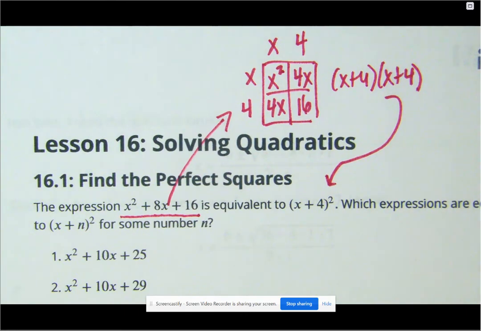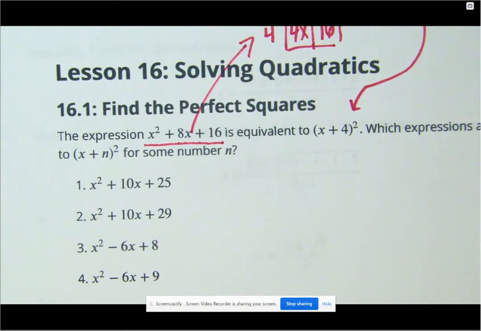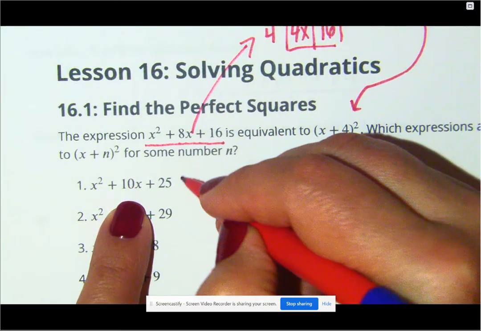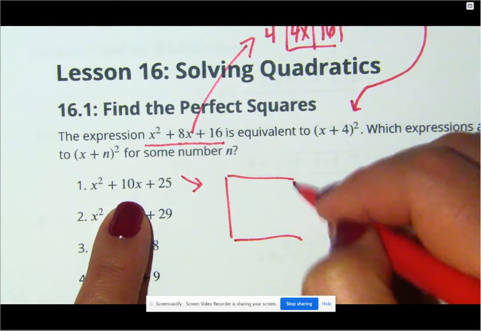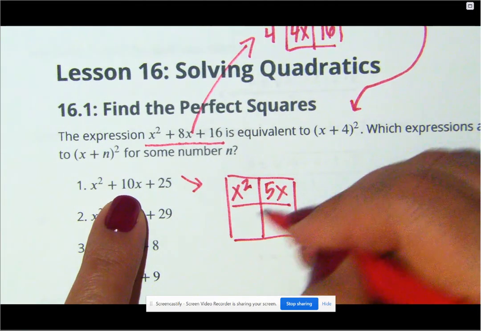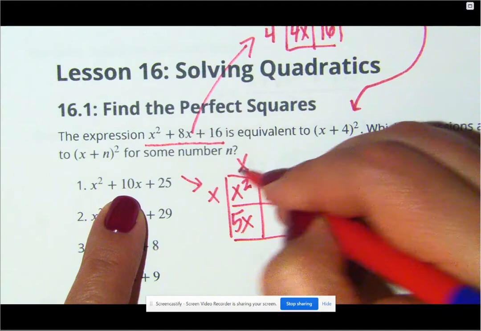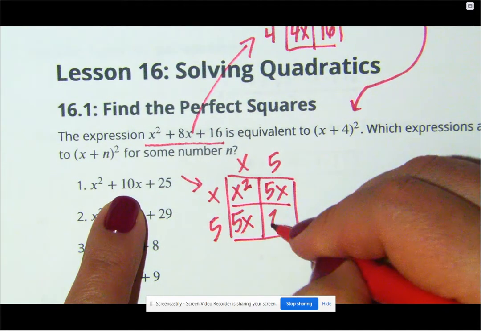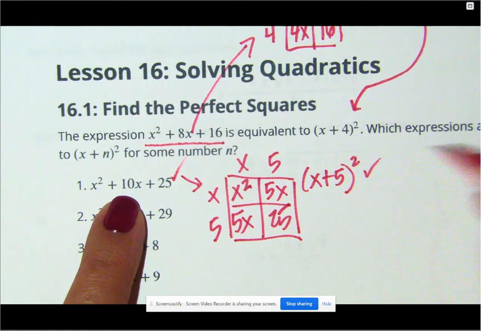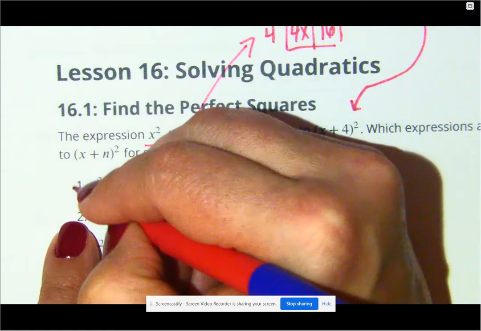So down here, they're asking us which expressions here are examples of perfect squares. So we could try to make the box and see if it all fits together. We could also just look at this middle term, right? I'm probably just going to make the box so you can see the practice again. If I put x squared here and I cut this in half, I get 5x and 5x. So that's x, 5, 5. 5 times 5 is 25. Yep. This one can be rewritten as x plus 5 squared. So this is one that works.